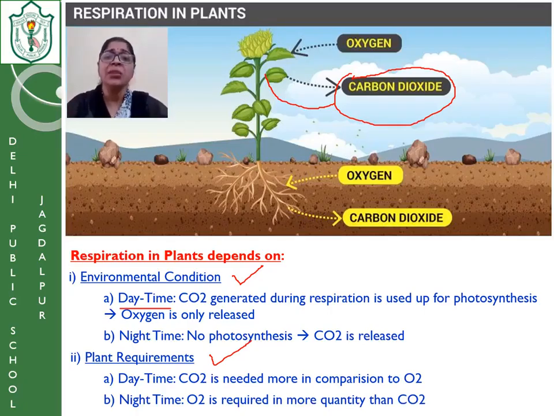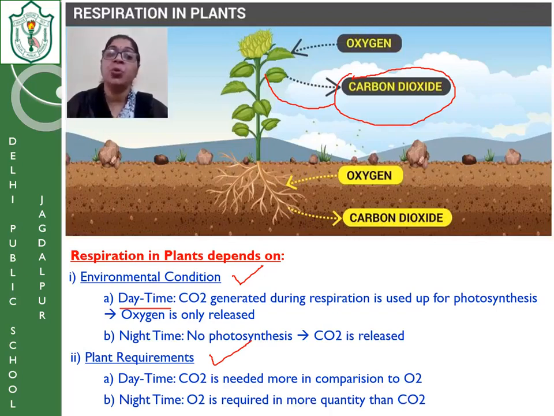In the night time, there is no photosynthesis because there is no sunlight. So only the plant is doing the breathing. In that case, the net release seen is more of CO2. So in the daytime, what is released? Oxygen. In the nighttime, what is released? CO2. The second factor is requirement.